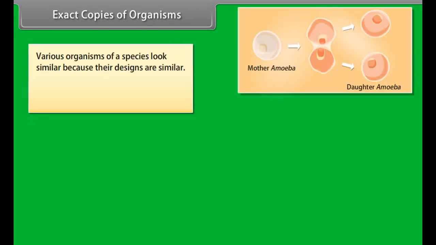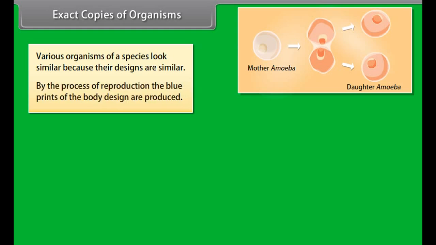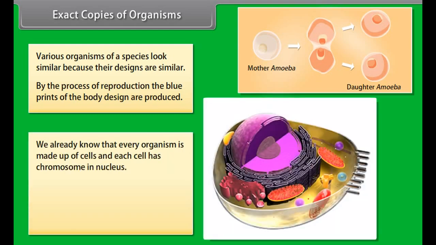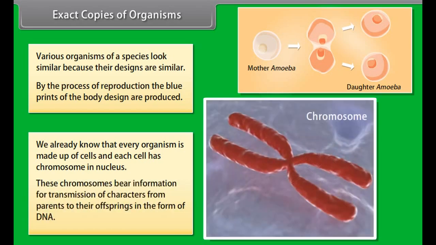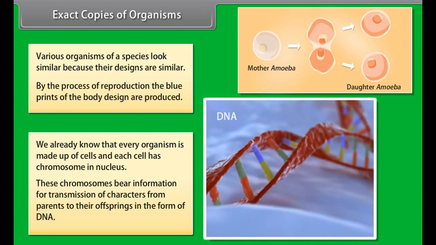Various organisms of a species look similar because their designs are similar. By the process of reproduction, the blueprints of the body design are produced. We already know that every organism is made up of cells and each cell has chromosome in nucleus. These chromosomes bear information for transmission of characters from parents to their offsprings in the form of DNA.